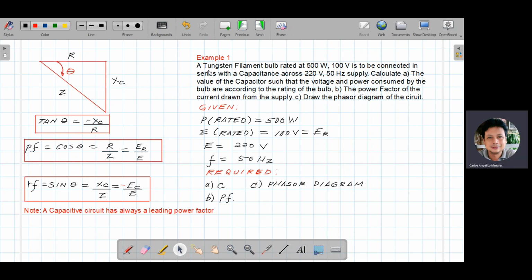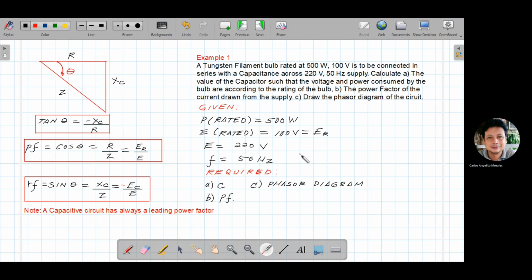A tungsten filament bulb rated 500 watts, 100 volts is to be connected in series with a capacitance across a 220 volt, 50 hertz supply. Calculate A, the value of the capacitor such that the voltage and power consumed by the bulb are according to the rating of the bulb. B, the power factor of the current drawn from the supply, and draw the phasor diagram of the circuit.